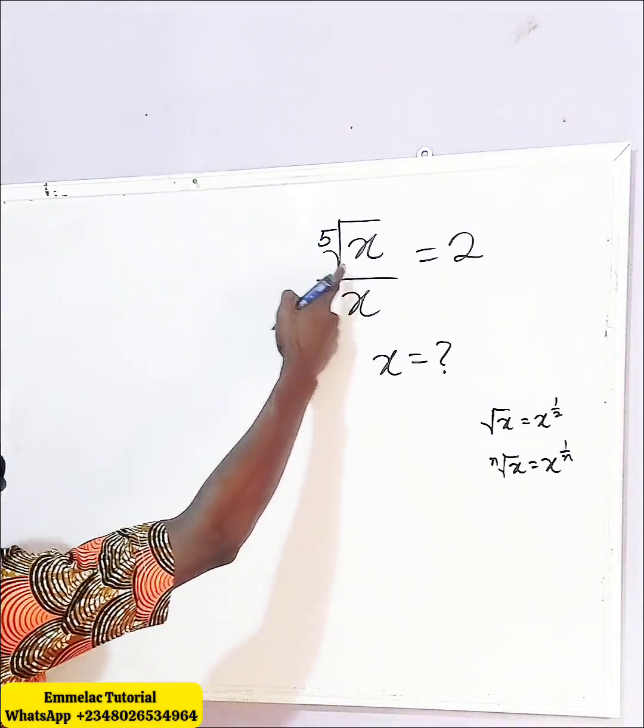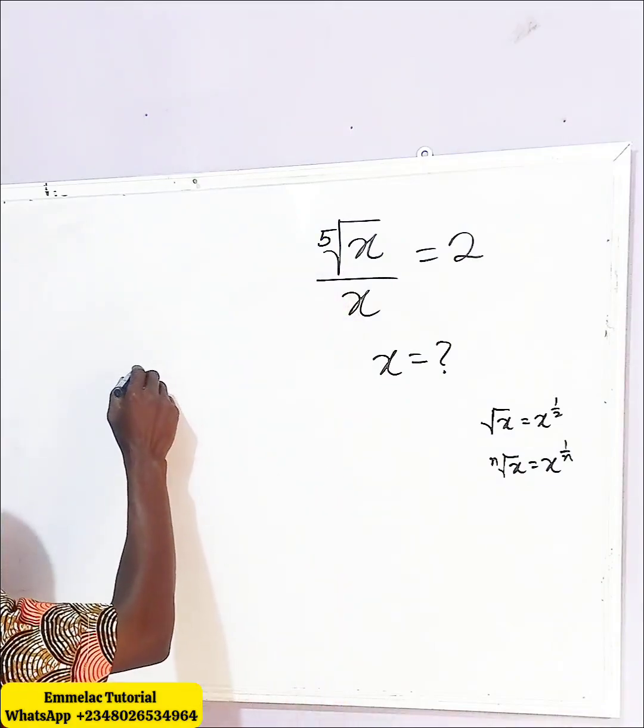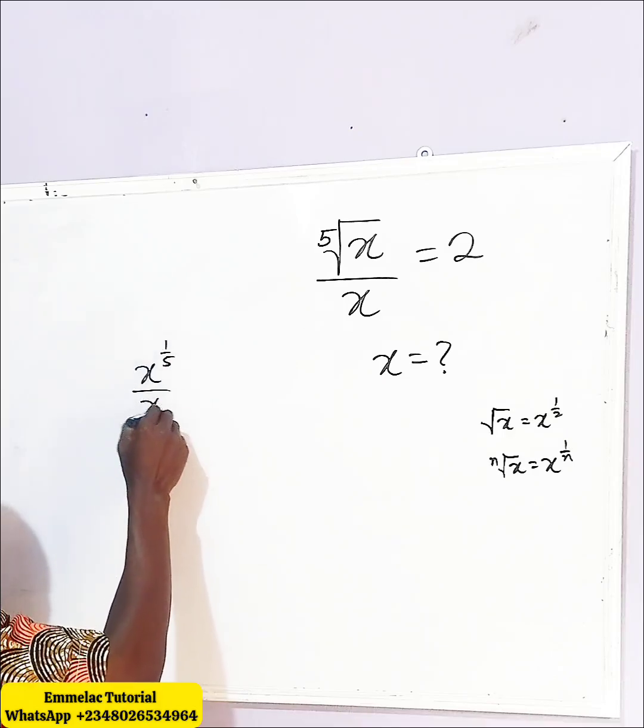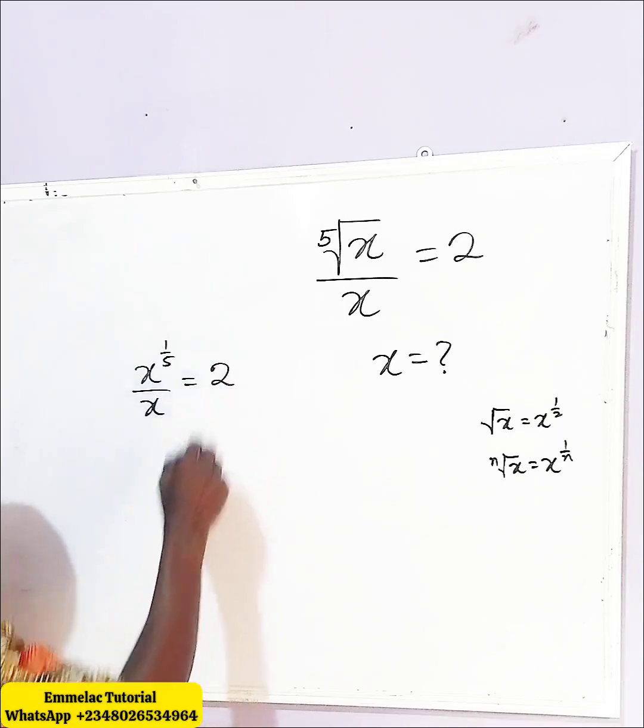So the fifth root of x will give us x raised to the power of 1 over 5, then all over x equals 2.